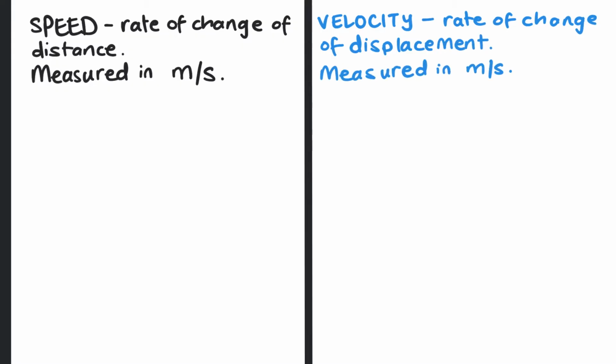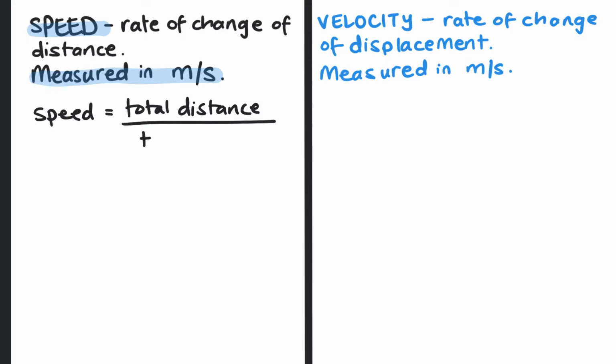So next up we have speed. Speed is defined as the rate of change of distance. In other words, it just means how quickly the distance is changing. We measure speed in metres per second. So the equation that we use for speed is equal to the total distance travelled divided by the total time taken.